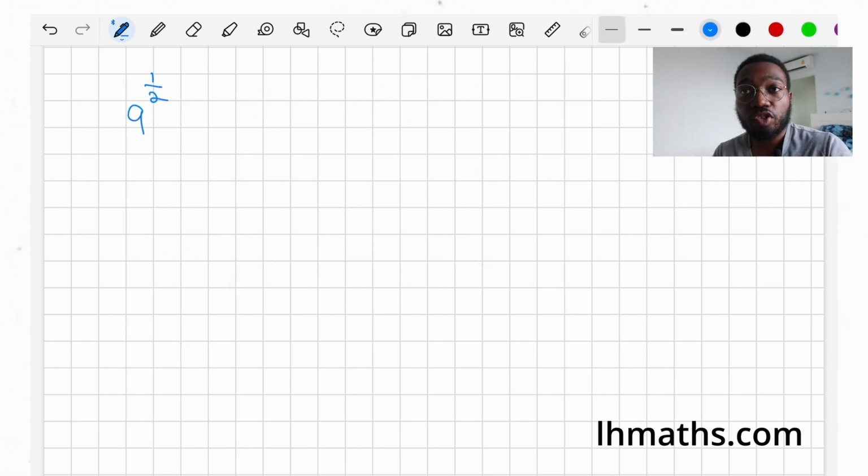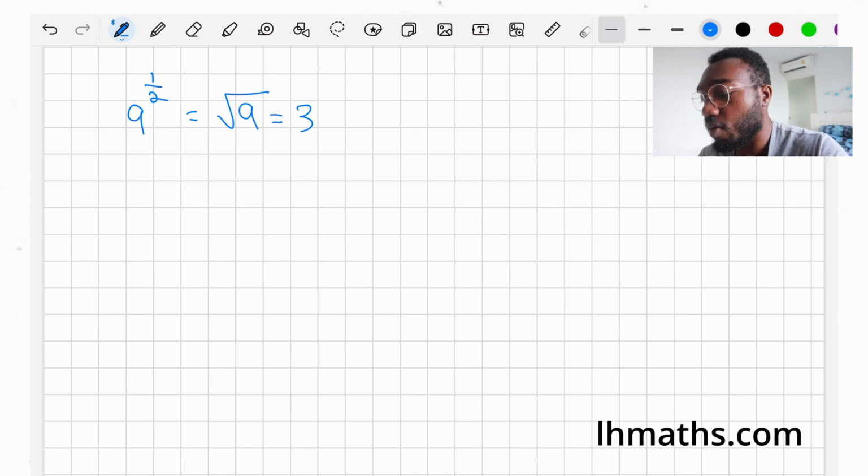Okay, so our first question we'll go over is 9 to the power of a half. As we learned from those rules, 9 to the power of a half is the same as saying the square root of 9, and the square root of 9 we know is simply 3. Okay, let's go over another question.